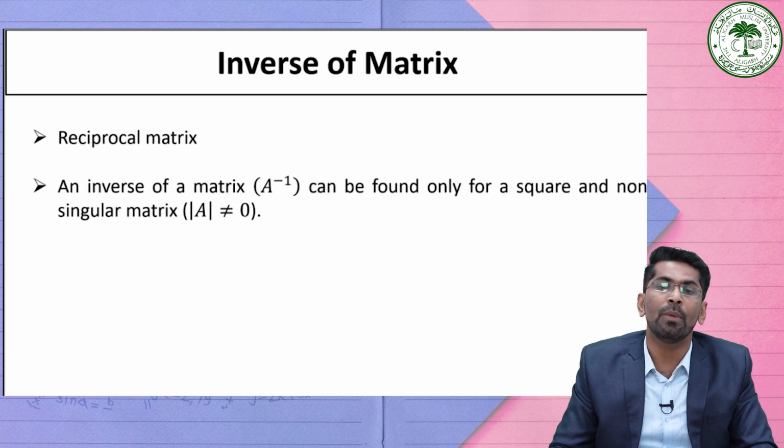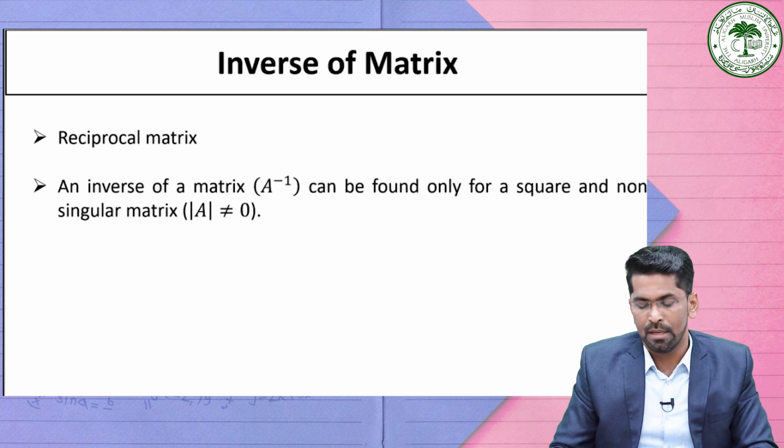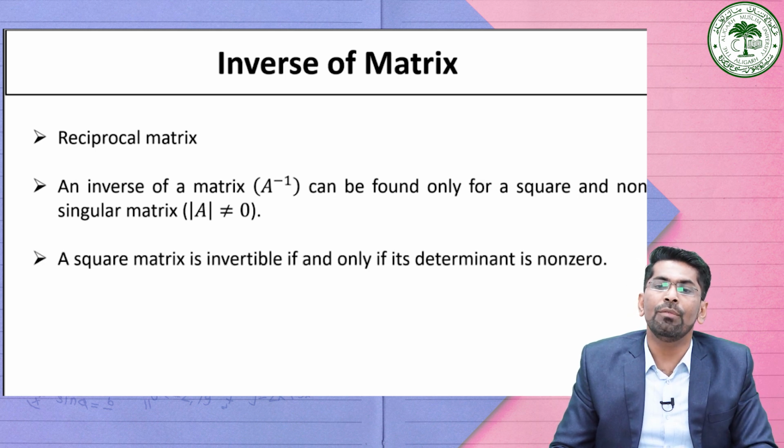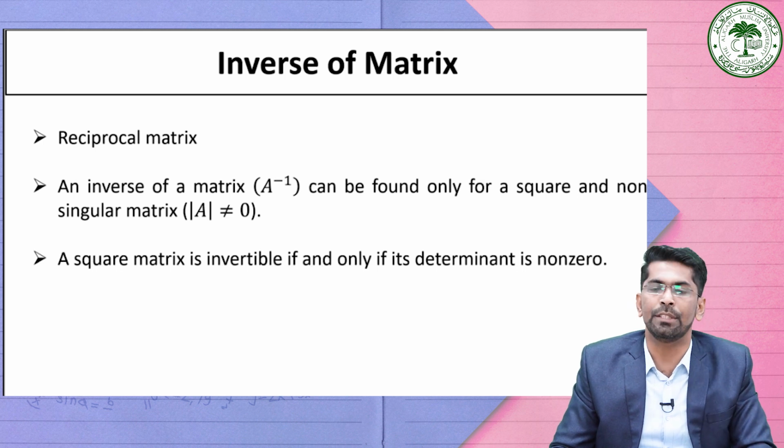We know what is meant by a non-singular matrix. If the determinant value of a given matrix is not equal to 0, then we can say that it is a non-singular matrix. So it is important to note here that not all matrices have an inverse. A square matrix is invertible, or non-singular, if and only if its determinant is non-zero. If the determinant of a matrix is 0, then the matrix is known as a singular matrix and does not have an inverse.